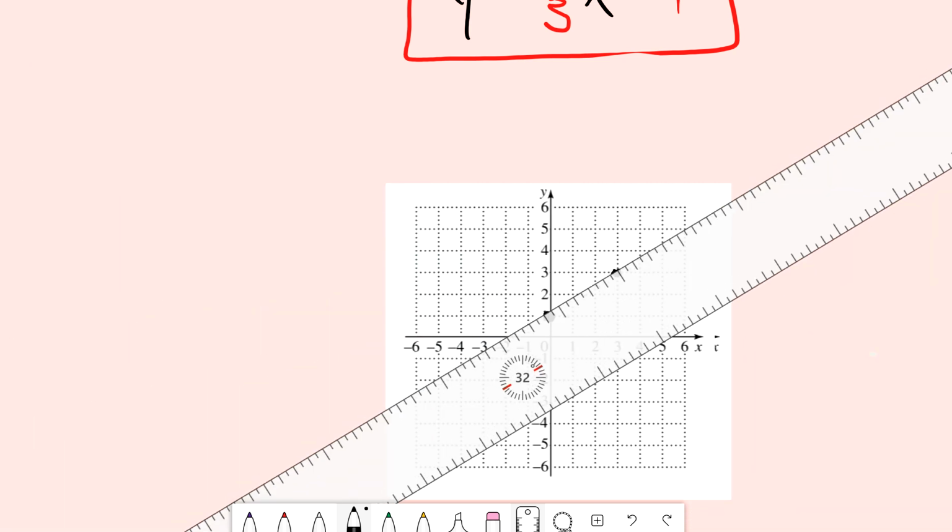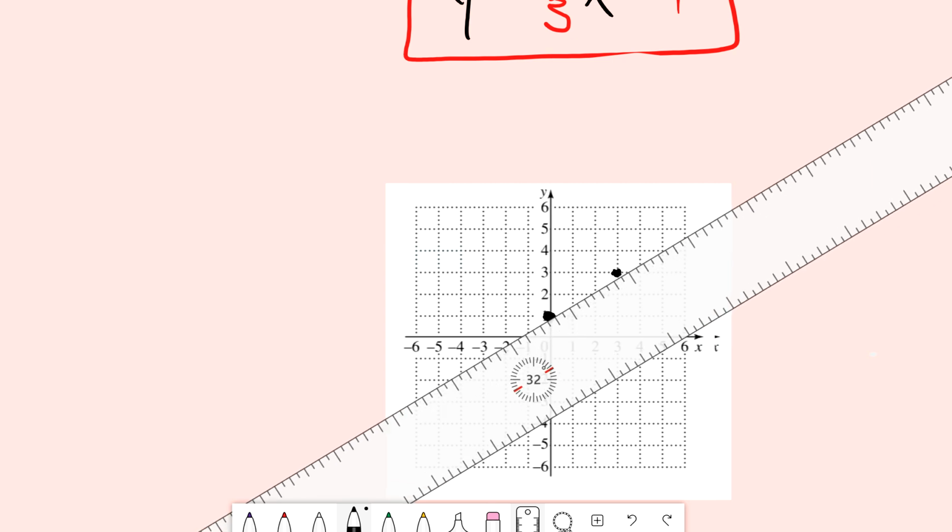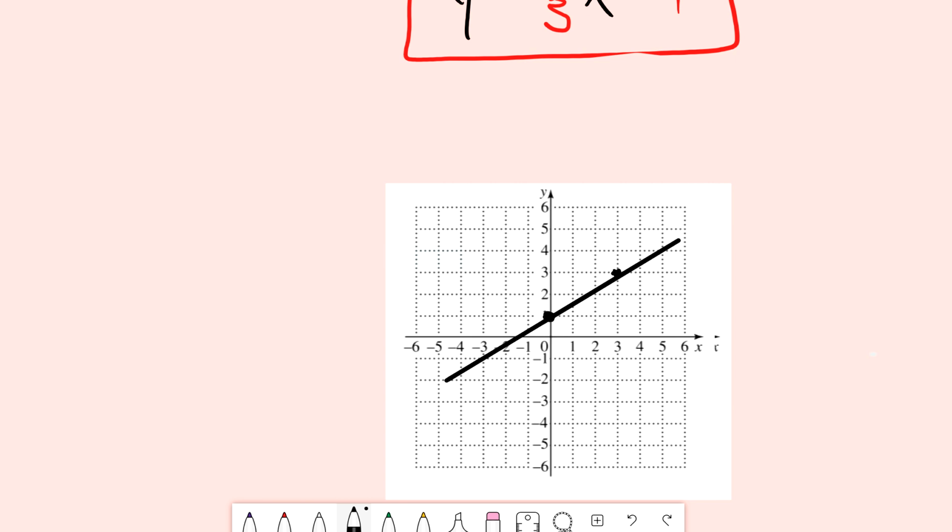Let's see, how can I do this? There we go. I think that maybe will suffice, but you get the idea. Okay, and then that's the graph of this function. And we're done with our first example.